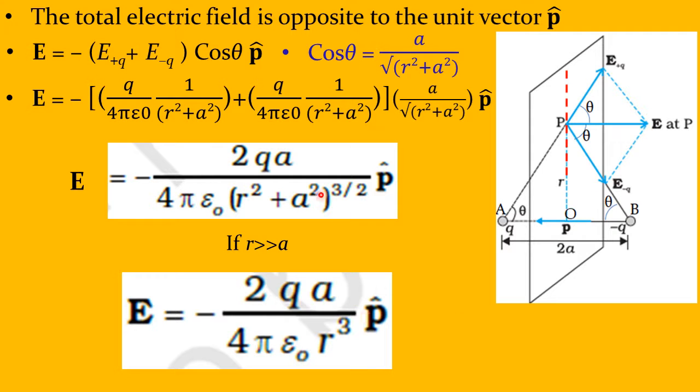Now look here, since I have A square which I have ignored, I have only R square. R square raised to 3 by 2 just leaves me with R cube. So the magnitude and the direction of the electrical field due to the dipole on the equatorial plane is given by the expression minus 2QA by 4 pi epsilon naught R cube into P hat.